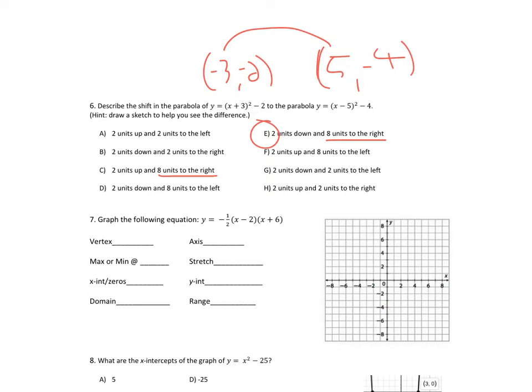All right, so graph the following equation. So as we look at this, there's some things we can do fairly easy here. This is what we call factored or intercept form, which means my x-intercepts are easy to find. So (2, 0) and (-6, 0).